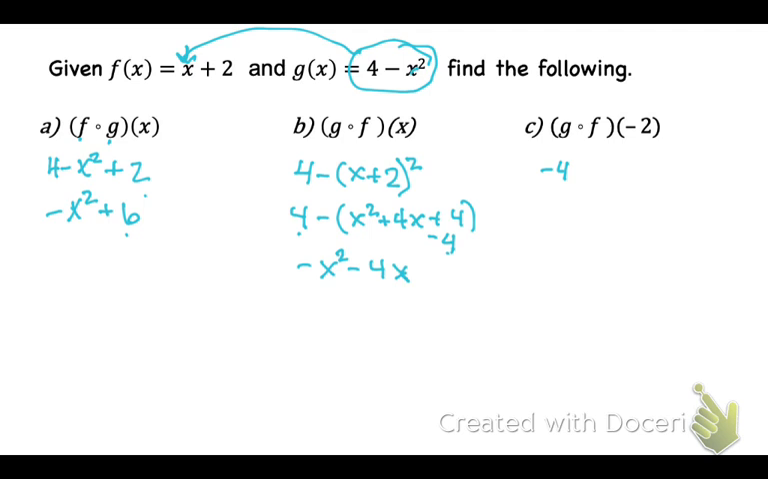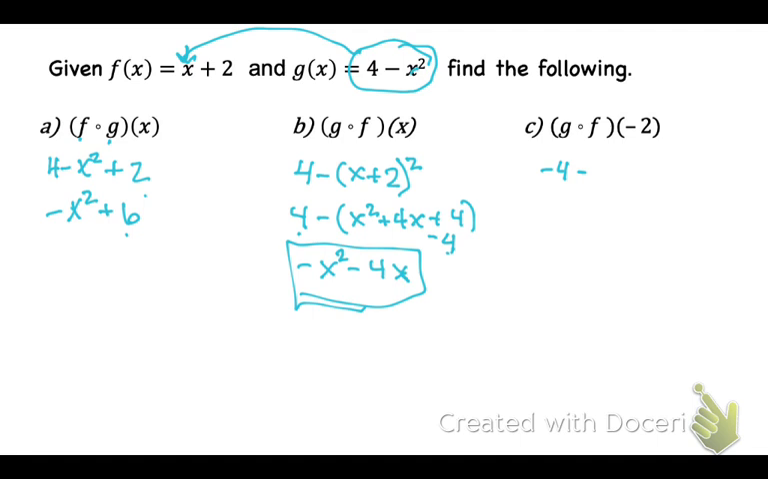On the last one, don't you put -2 in g first, and then in f? You can do it that way, or you can plug it into my answer. I'm plugging into my answer right here, so I get -4. But I'm going to show you the other way too, because that's a good thing to do.